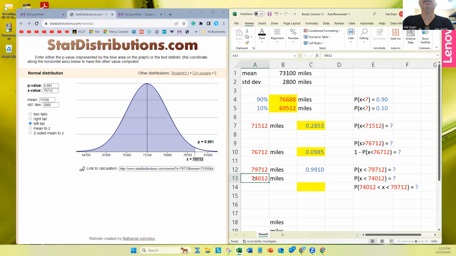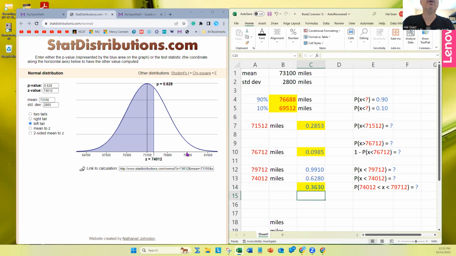Now, what's the probability of being less than this, 74,012? Okay, the probability of being less than this number is 0.628. And these are their incorrect responses so far, I'm just showing you. The correct answer is going to be the difference in these two. Why did I say it's the difference?